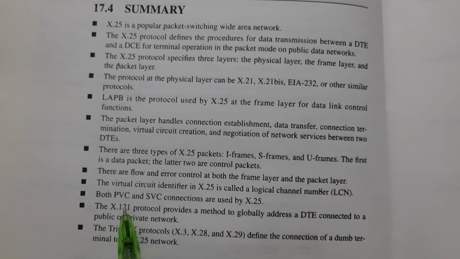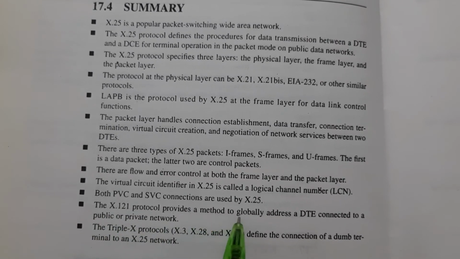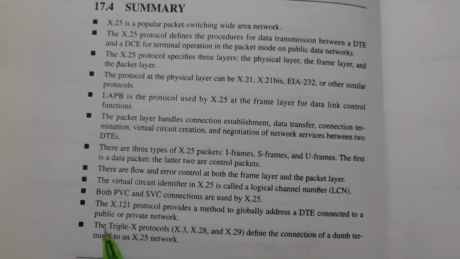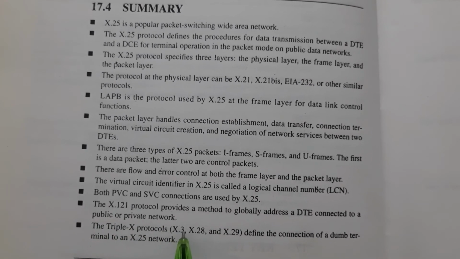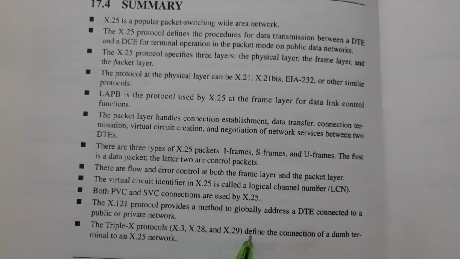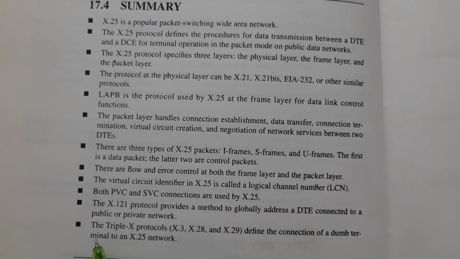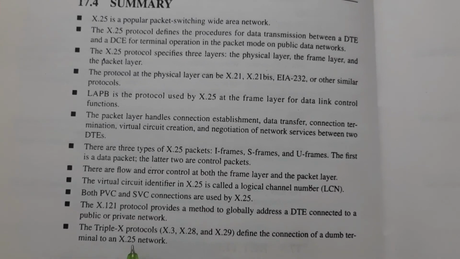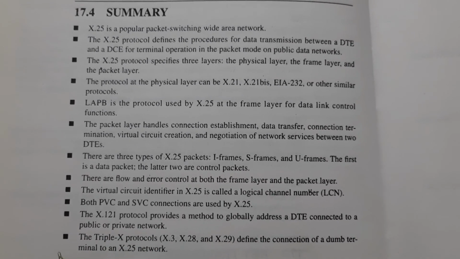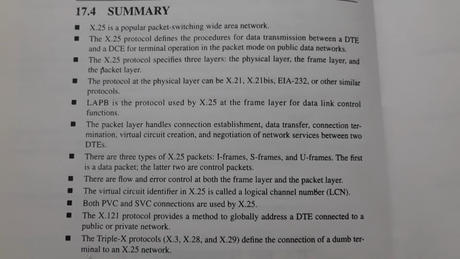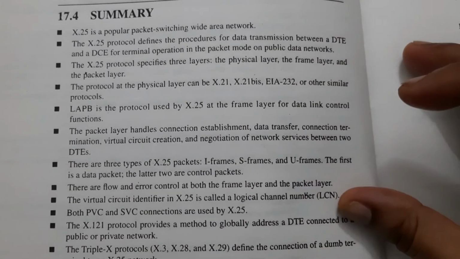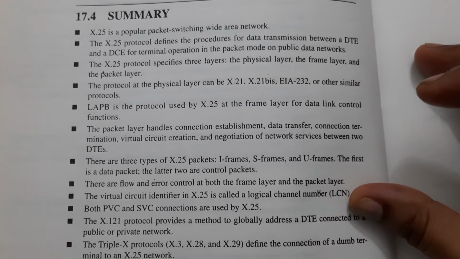And the X.121 protocol provides a method to globally address a DTE connected to a public or private network. The protocols X.3, X.28 and X.29 define the connection of the dumb terminal to an X.25 network. And this is the summary related to the X.25 protocol, and in our next video we will solve some questions related to this X.25 protocol topic.